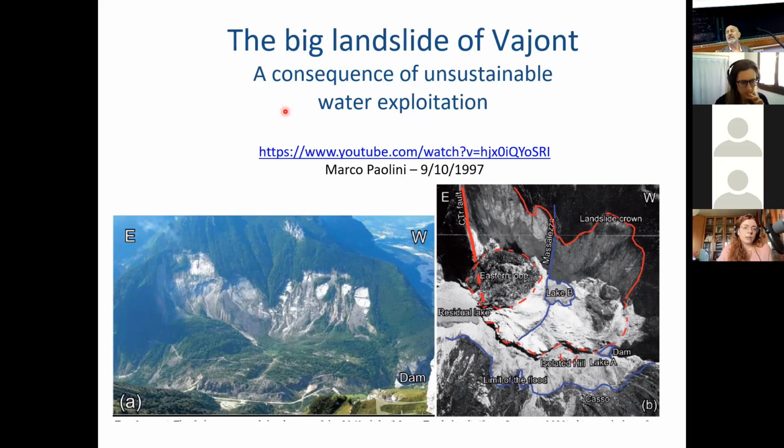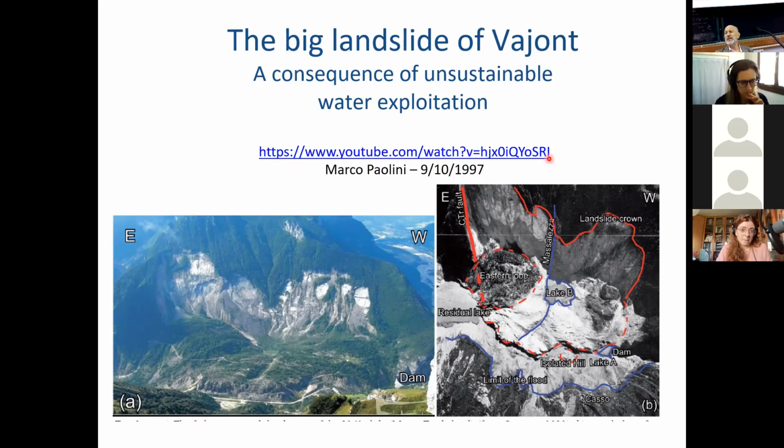Longarone municipality in 1963. So it's about 60 years ago, when a big mass of rock produced an enormous landslide, falling down in the basin of the Vajont stream, producing a very big tsunami, a very big wave that completely destroyed Longarone village, with casualties higher than 2,000 people. This was a landslide, so it was a natural phenomenon, but it was induced by men. It was induced, in particular, by the use of the water for hydroelectric power generation.